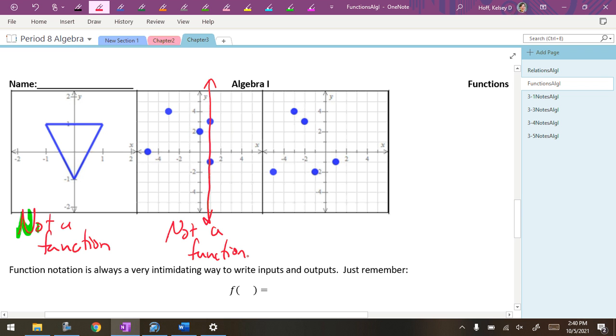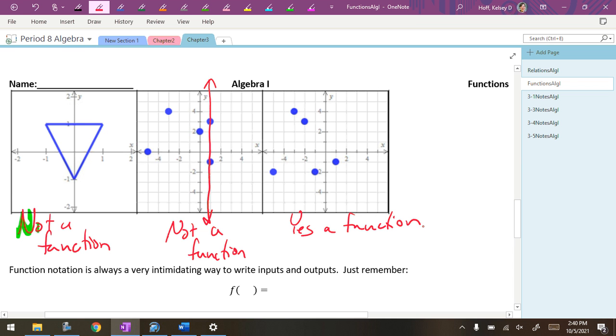And the last one. Yeah, I think we're good on this one. There's no 2 points right above one another on the same x coordinate. Okay, so the biggest thing with functions is your x value cannot repeat.